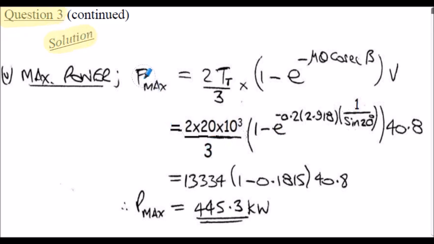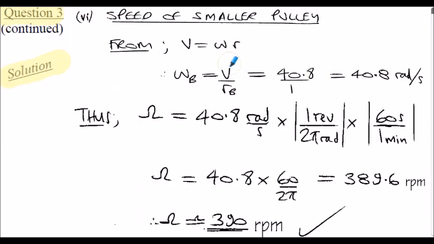Solution 3 continued. And then using the appropriate equation for maximum power, we find the value. So 445.3 kilowatts in this particular case. We're asked to determine the speed of the smaller pulley.